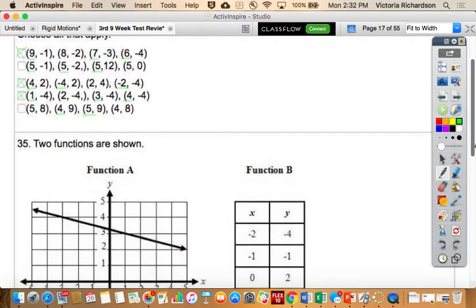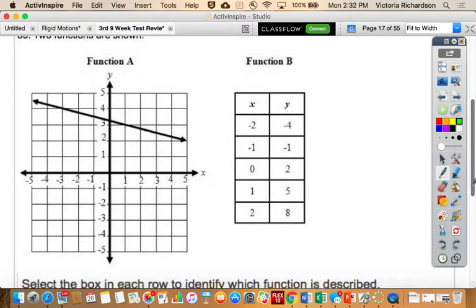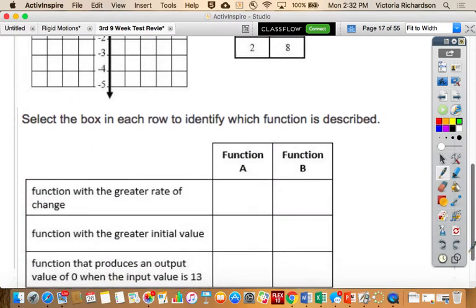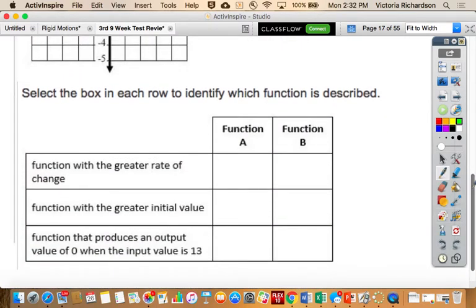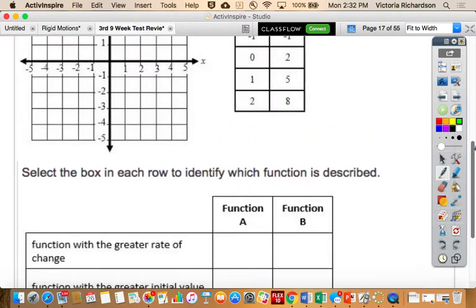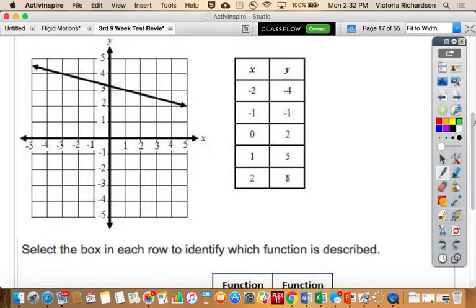On number 35, 2 functions are shown, A and B. The question says, select the box in each row to identify which function is described. The first one says, the function with the greater rate of change. So we have to find the rate of change. Remember, rate of change is the same thing as the slope. So we're going to pick 2 points, one here and another one here, and then draw my slope triangle to find my rate of change.